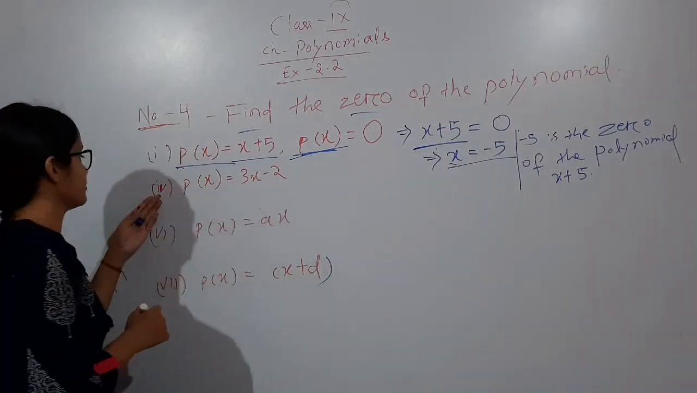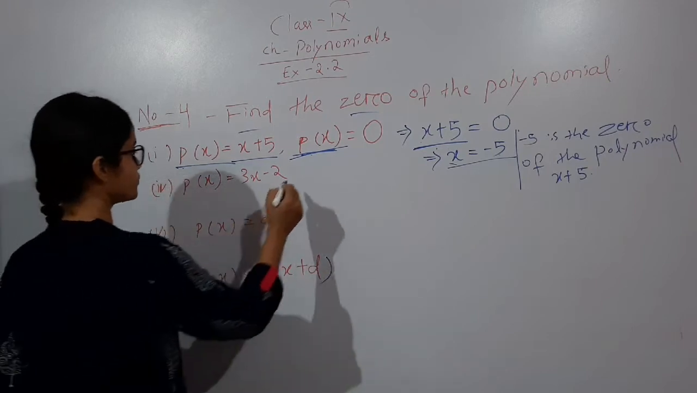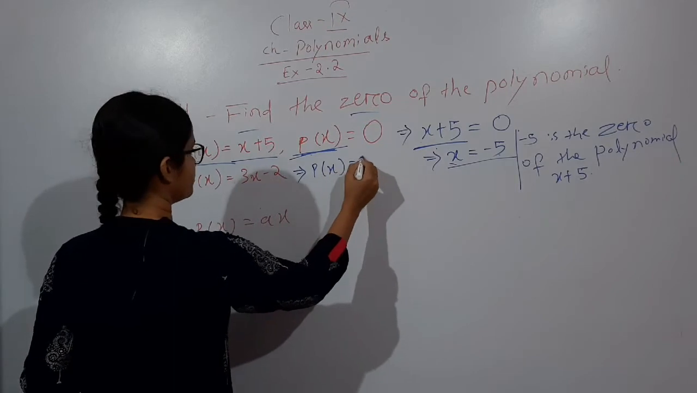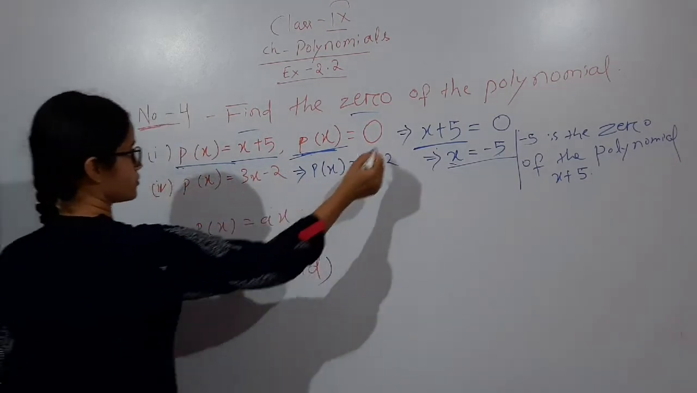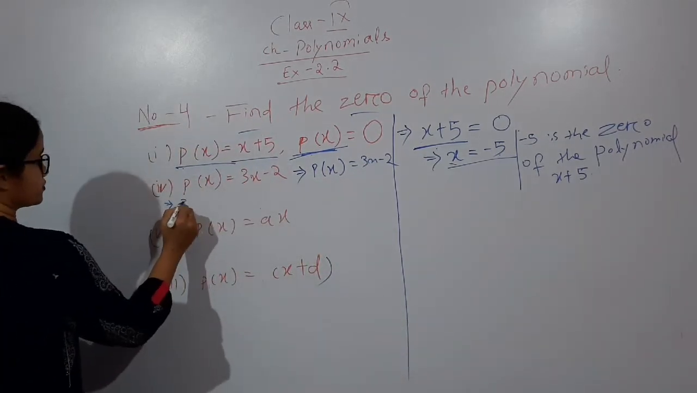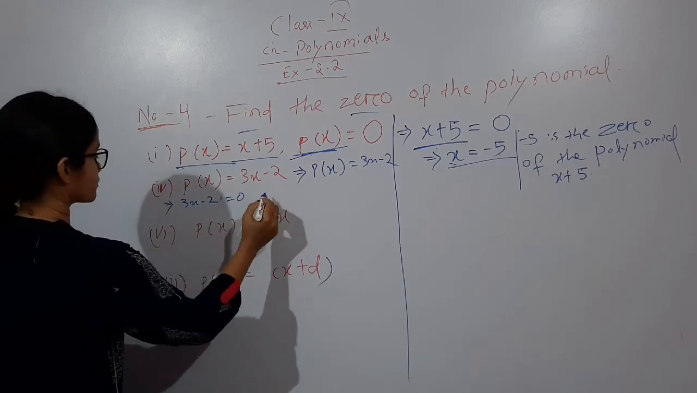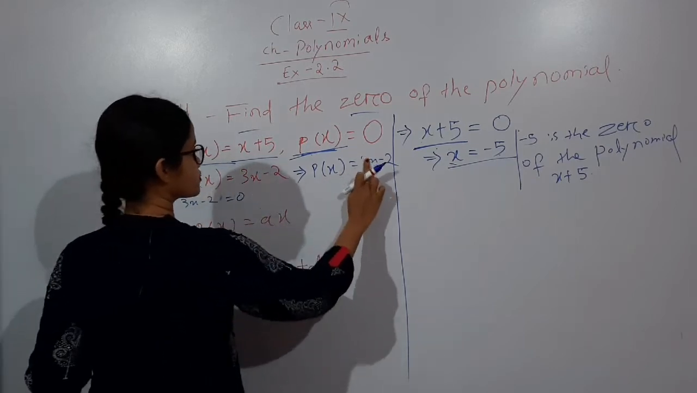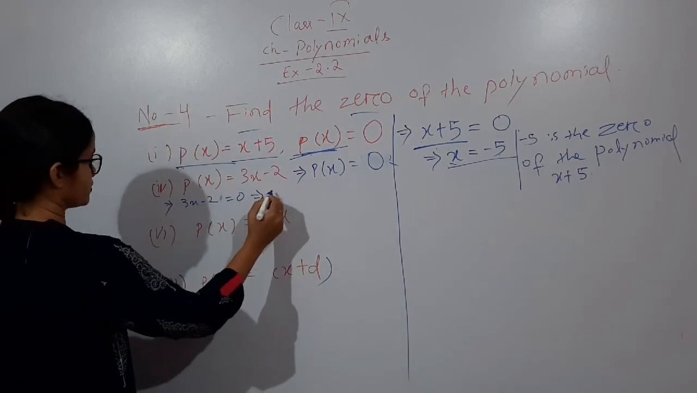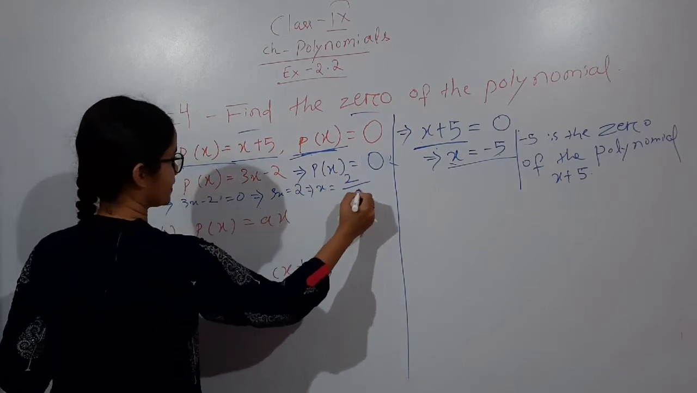Okay, in part iv, this was part 1 of number 4, then part iv. In part iv, p(x) is equal to 3x minus 2. Similarly, we have to write p(x) is equal to 3x minus 2, implies that 3x minus 2 is equal to 0, implies that 3x is equal to 2 and x will be equal to 2 by 3.